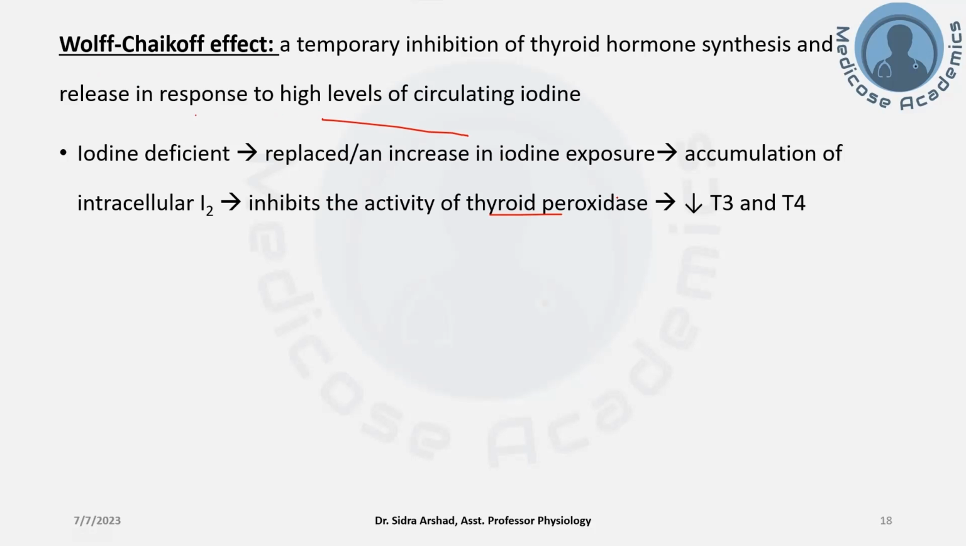This decrease is temporary, however, because in response to excessive iodine levels, the sodium iodide symporter eventually becomes down-regulated. The number of those transporters on the basal side of the cell decreases, and the iodide concentration inside the follicular cell drops as a result. So the synthesis of thyroid hormones then increases, because this inhibitory effect of excessive iodide ions on the thyroid peroxidase is lost.